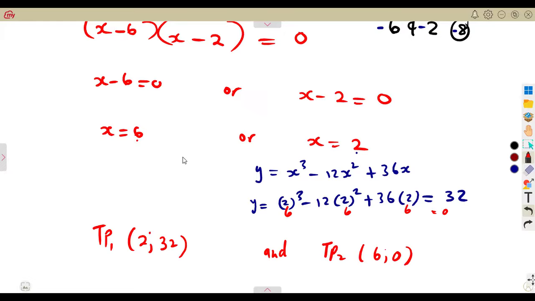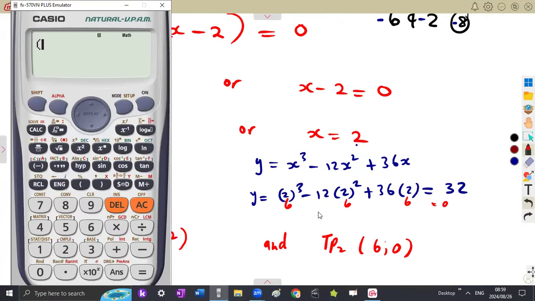Let us also verify, like I said, guys, when it is of calculations, also verify with your calculator. So in place of x, we say the first one, it was going to be 2 to the exponent of 3 minus 12 into 2 to the exponent of 2 plus 36 into 2. Okay, this was going to be +32.